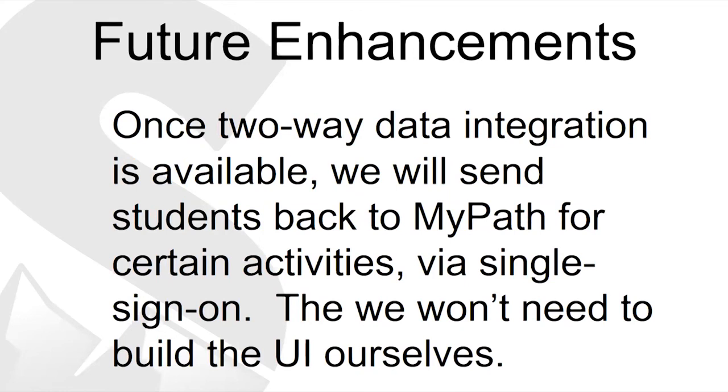Once the two-way integration is available, we intend to send our students back over to MyPath for certain activities, and then we can get the data back from MyPath about those activities. There's quite a few things. Placement changes because of AB 705 is one example where we might leverage features within MyPath rather than trying to build something in-house ourselves. There's actually quite a bit of functionality in the MyPath product that we aren't using yet, so we're going to look at using that more and more over time. And that's all I have.